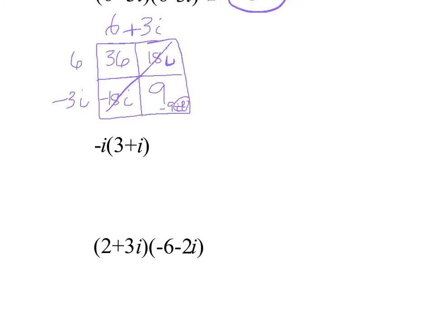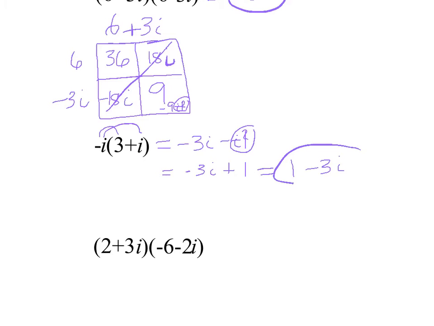All right, my next example. I'm going to take that negative i times 3. I don't need a box here because it's just the i times the bubble. So I get minus 3i. And then negative i times positive i would be minus i squared. But remember, i squared is negative 1. So we get negative 3i. And then we have two negatives, gives me a plus 1. And I'll just rewrite it so it's in standard form, which is the real part and then the imaginary part.